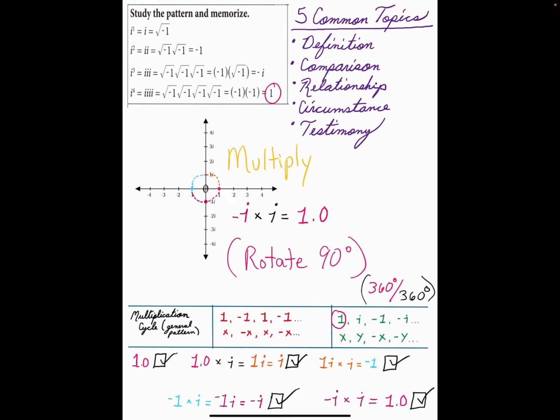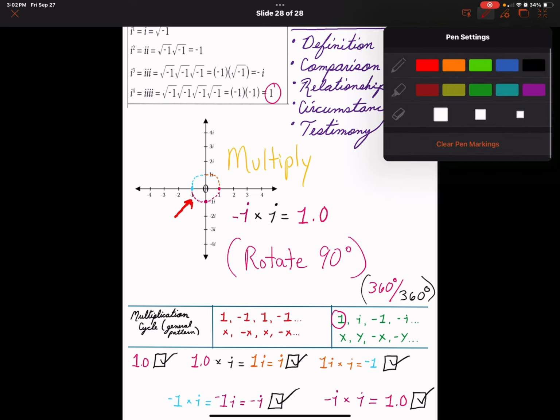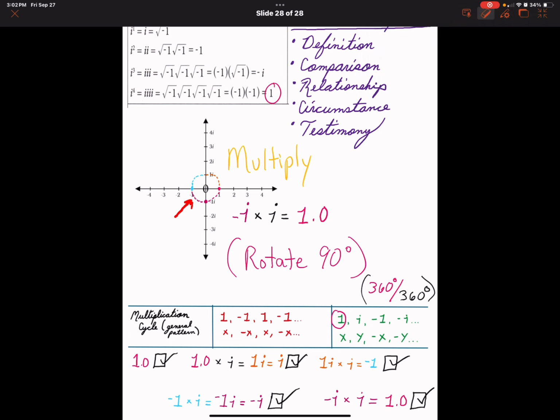All right, so now we're going to take that negative, oops, not that one. Can I undo that? There we go.